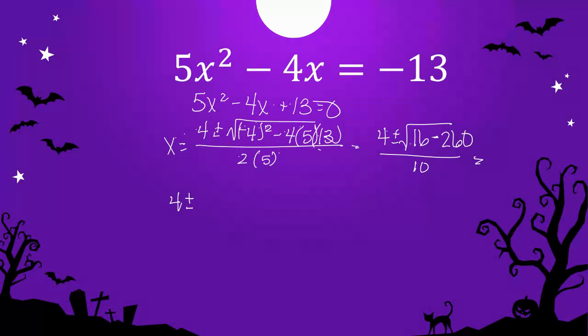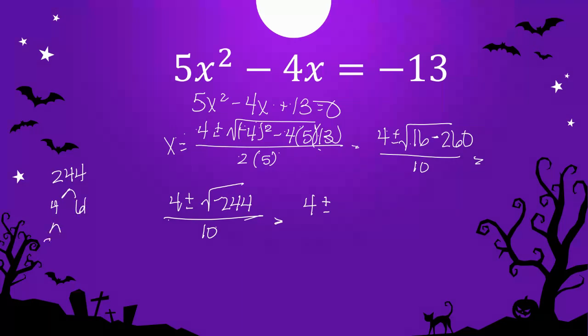When I take 16 minus 260, I get -244, which means that I'm going to have an i in my answer. Now, do I have anything else? Let's make a factor tree for 244 real quick. I know that that's 4 times 61. 4 is 2 times 2. 61 doesn't break down, but that 2 is going to come out, and I'm going to have an i that comes out.